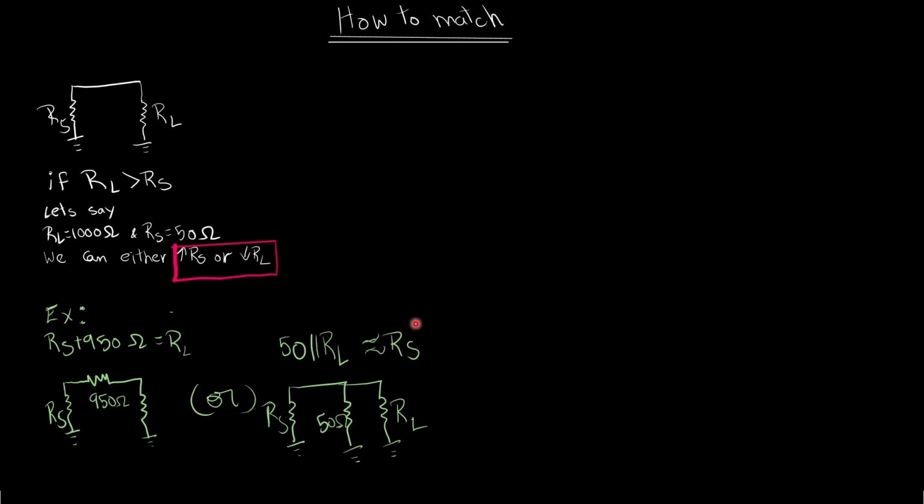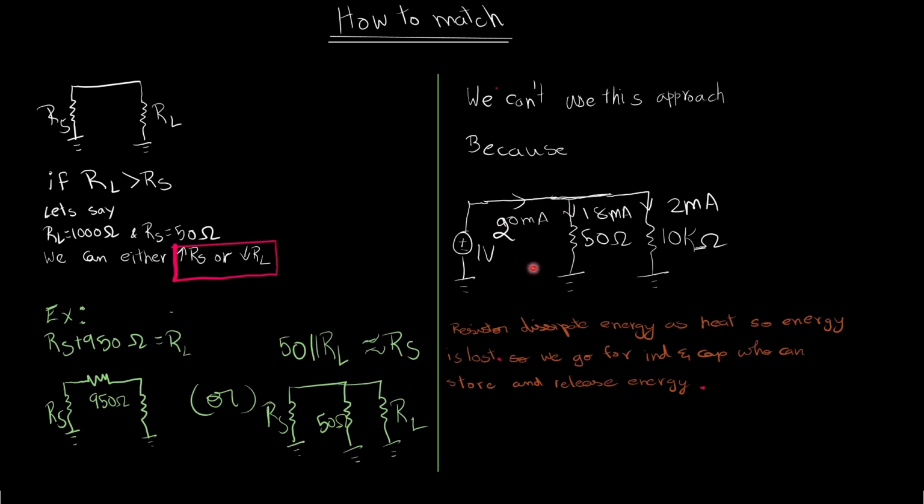Let's understand why. Imagine you are transferring water between two tanks. Would you intentionally create leaks in the pipe to make the flow look correct? Of course not, right? The water would simply be wasted. That's exactly what a resistor does. Here you can see there is around 20 milliamps flowing from the source, but the major part of the current passes through the 50 ohm resistor, where only 2 milliamps passes through the 10 kilo ohm resistor, whereas we want the maximum power to be transferred only to the load and not to any other component. Hence, we can't use resistors for matching purposes, so we go for inductors and capacitors, which can store and release energy. Now let's try to design one.